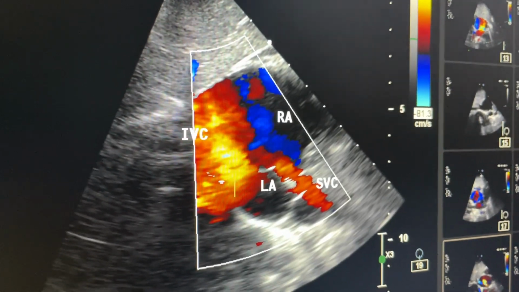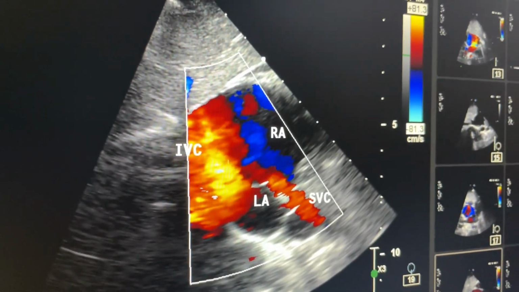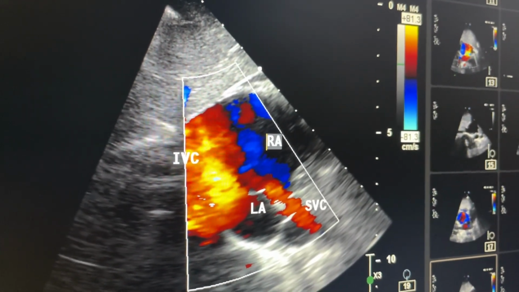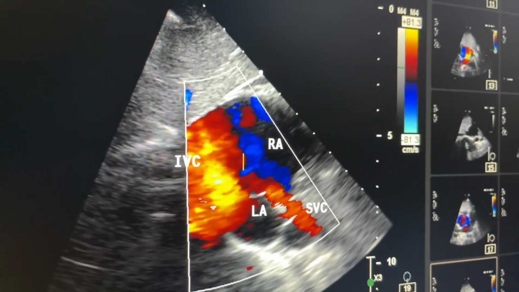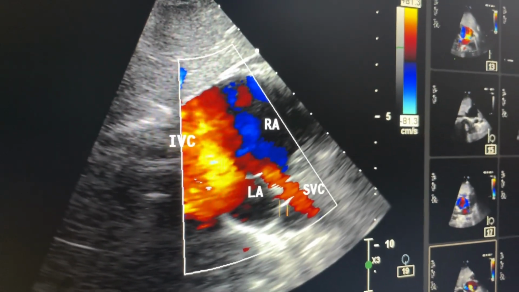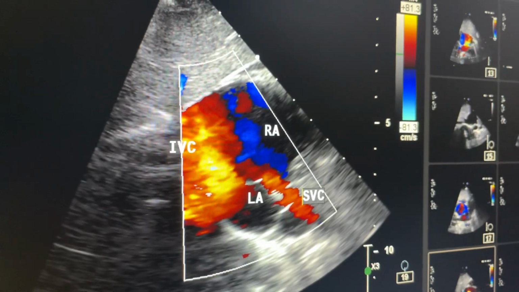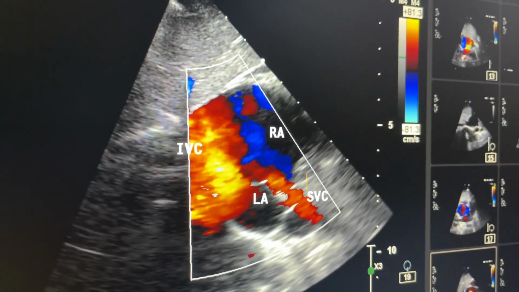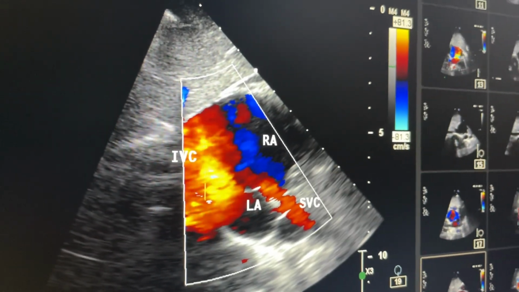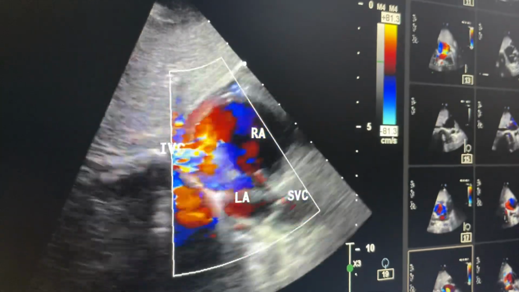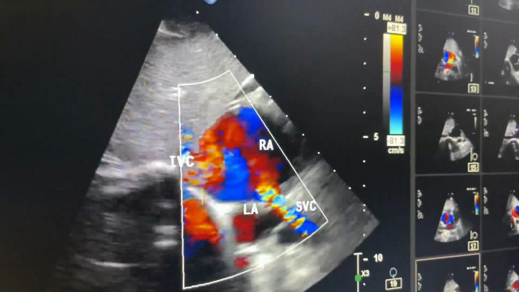You can see this is the flow. This red flow is from left atrium into right atrium. Flow left to right. Right atrium is, you can see, more in size, the dilated right atrium. So this is IVC, and this is SVC. You can see the flow from SVC is very less compared to this flow. So this is sinus venosus ASD of IVC type.